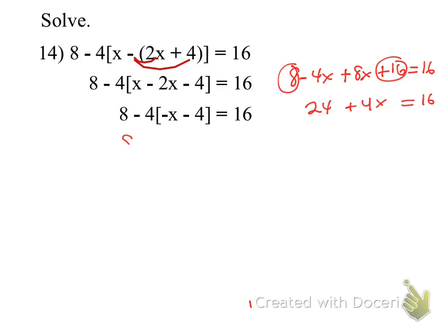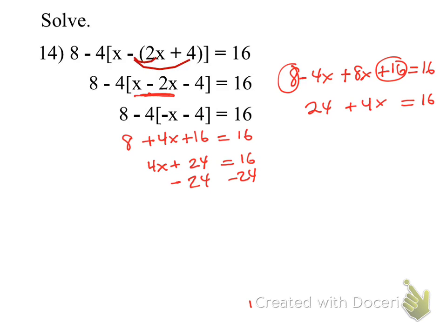Now, if I distribute here, I've got 8 plus 4x plus 16 equals 16. And then we have 24 plus the 4x equals 16. Do you see how it works out the same way? The difference is that the PowerPoint combined the like terms first and then distributed, and you distributed right away and then combined your like terms. Order is not going to matter on that. Okay, so now we're at the same place. Next step, subtract 24 from both sides.